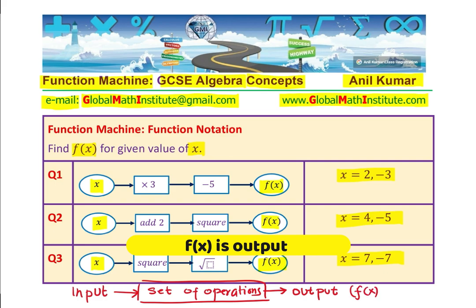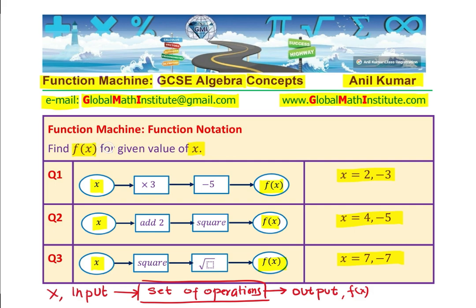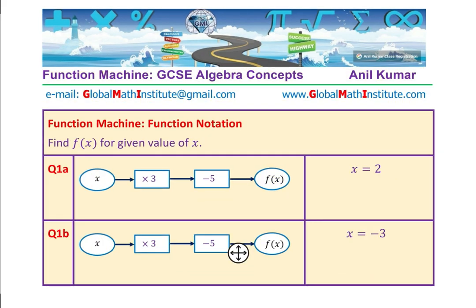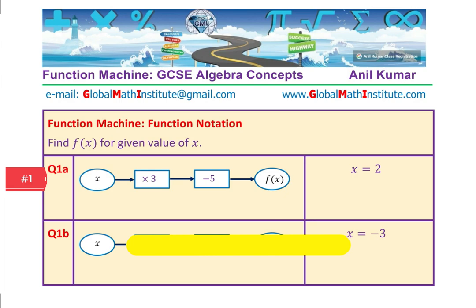Let me write like this. When the input is x, correct? So when I say find f of x for a given value of x, that means we'll substitute this value, for example, perform each operation, and get the output. Perfect. So let us see how we solve such questions. Let's look into question number 1. What I have done here is that each one of them we will do one by one for each value.